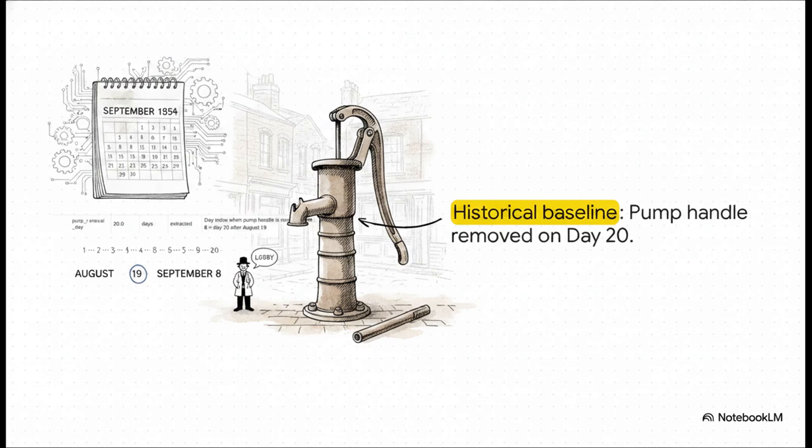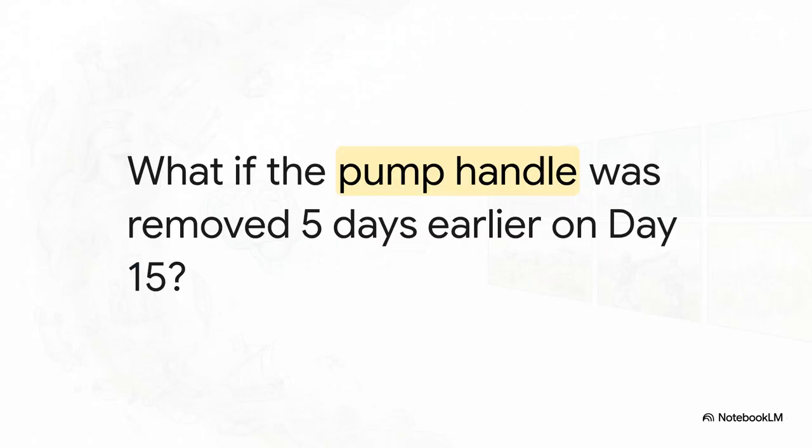First, just a quick reminder of reality. In our historical baseline, Dr. Snow successfully lobbied the parish council to remove the Broad Street pump handle on September 8th. In the simulator's timeline, which kicks off on August 19th, September 8th marks exactly day 20. So, what actually happens in our early pump removal scenario? What if the authorities had listened just a bit faster and the handle was removed 5 days earlier, on day 15, which is September 3rd?